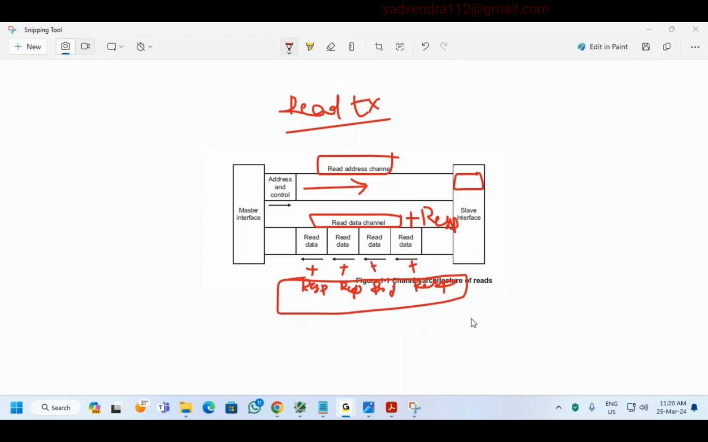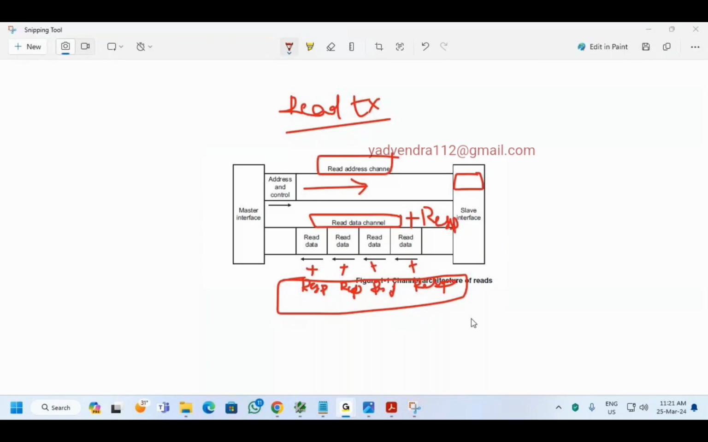Master is sending the address, right? Who is sending the data? Slave is sending the data. That means my slave is using one channel, and with the help of that channel, my slave is sending the data. So there is no use of introducing a separate response channel here. Anyway, my slave is sending. If I introduce one more channel, it will become complicated again.